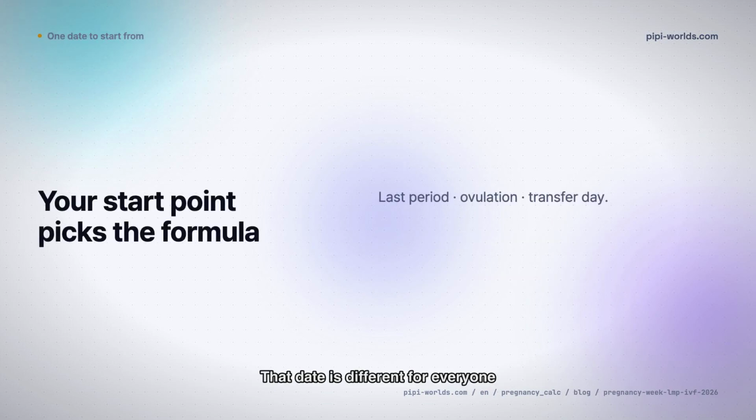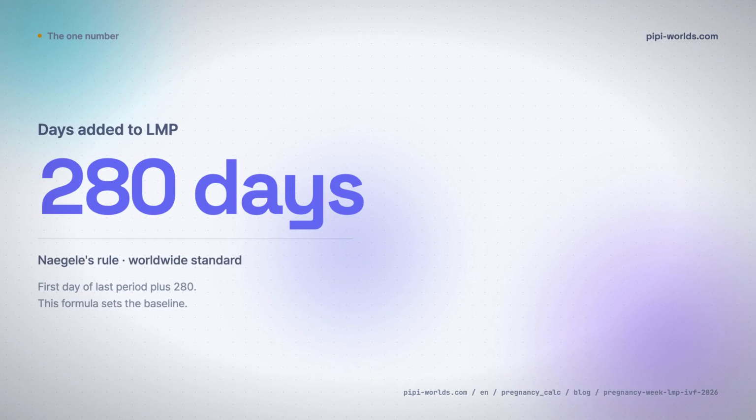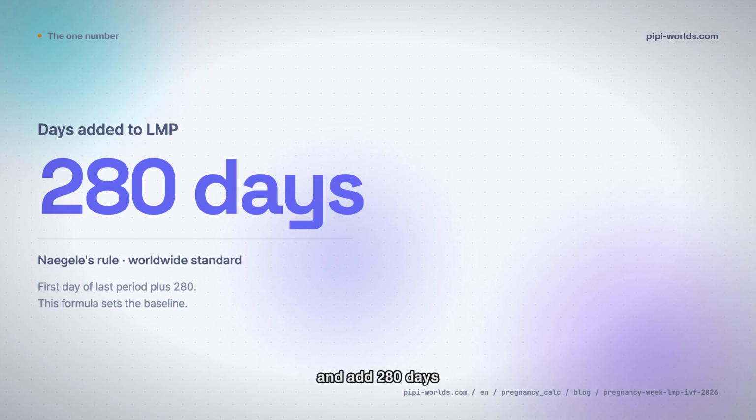That date is different for everyone. It might be the first day of your last period, or the day you ovulated. And if you conceived through IVF, it is the day of the embryo transfer. Which date you have decides which formula you use. Let's start with the standard formula. Take the first day of your last menstrual period, the LMP, and add 280 days. That is your estimated due date. It is called Naegele's rule, and it is the standard used worldwide. One number to remember today, just 280.